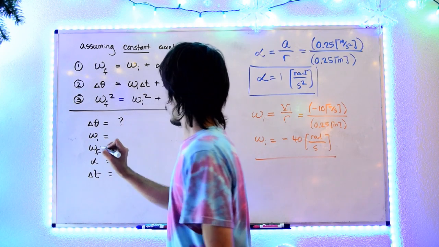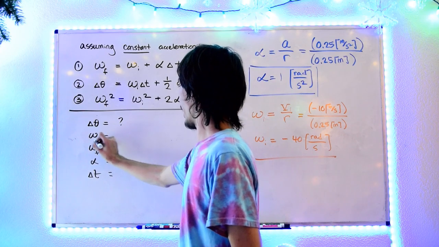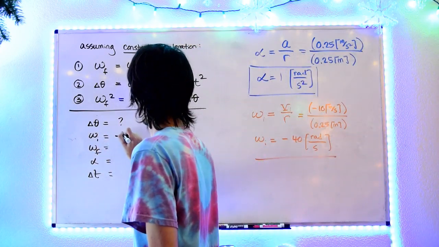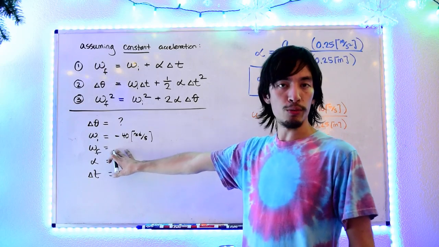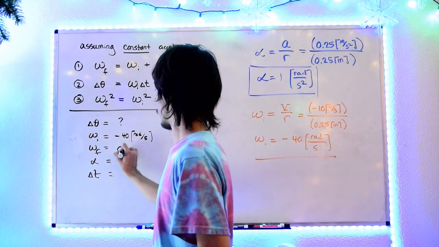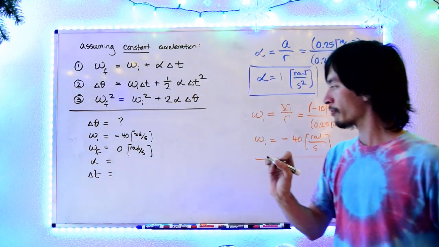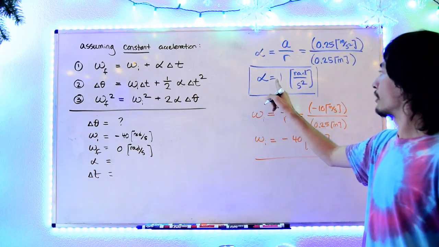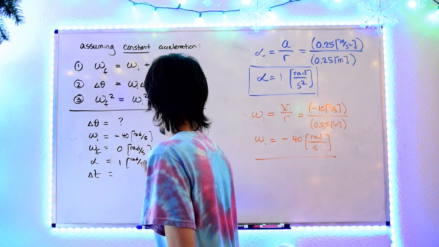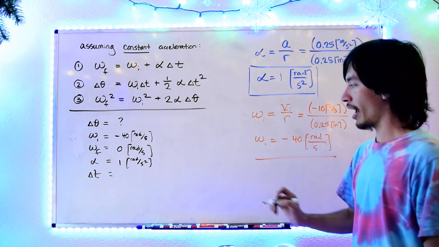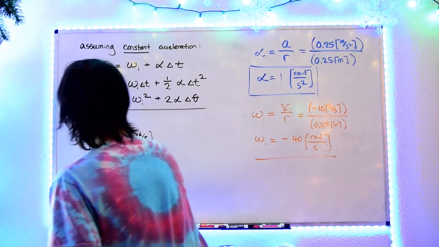I do not know how much angle the pulley turns through in that time. I do know my initial angular speed is -40 radians per second. It will come to rest, as stated in the problem, so we know that at the end of this, the bucket will stop, but the pulley will also stop rotating likewise. The angular acceleration was previously found to be 1 radian per second squared. And the time is unknown, but we want to find what the time is, so I'm going to put a little star next to the time.